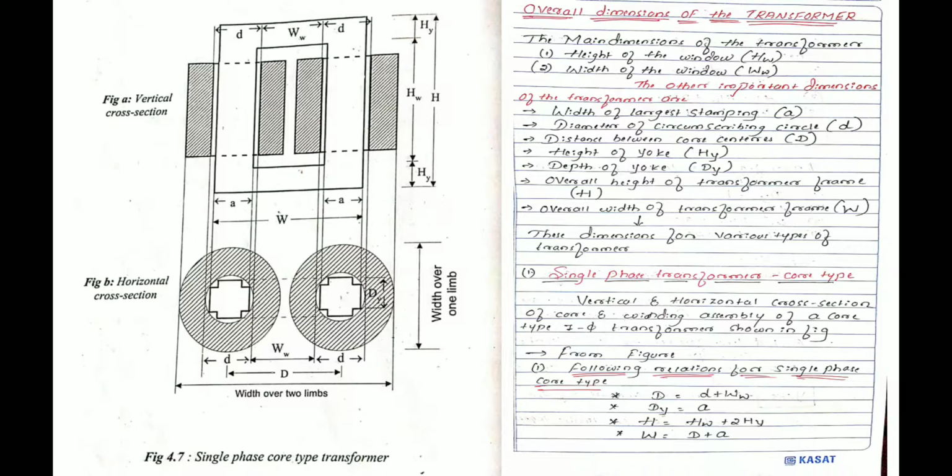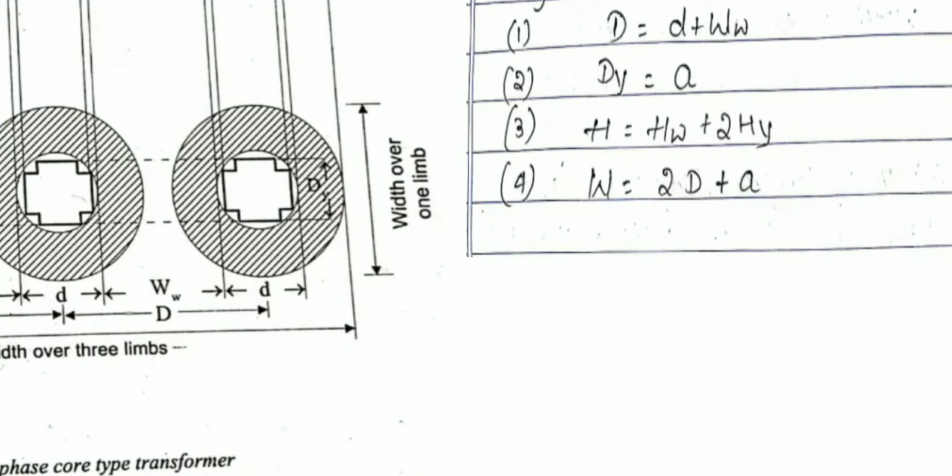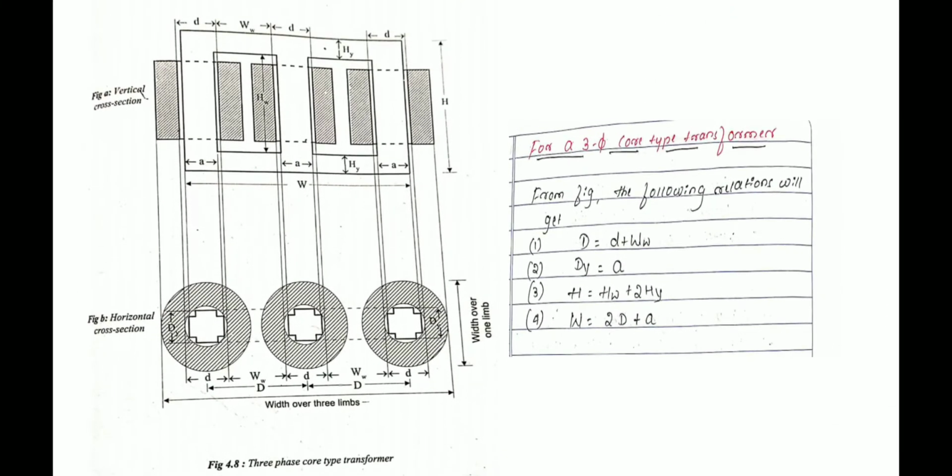The basic difference is very easy to remember for these formulas. In case of a single phase transformer, the first three are the same: capital D, HY and H. All three are the same, and only W, the overall width of a transformer frame, is D plus a. In case of a three phase transformer, the overall width of a transformer frame is 2D plus a. This is the only change. So it will be easy to remember the formulas. These are the dimensions for the three phase core type transformer.